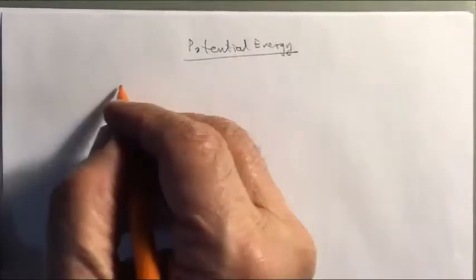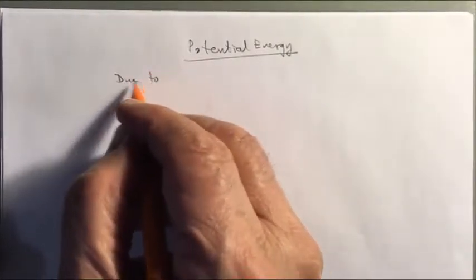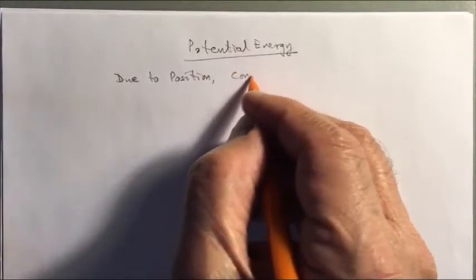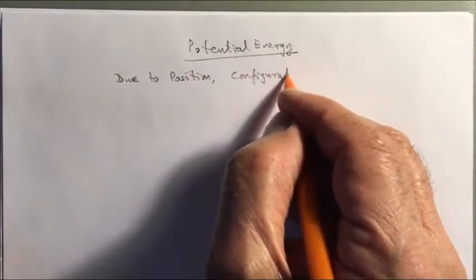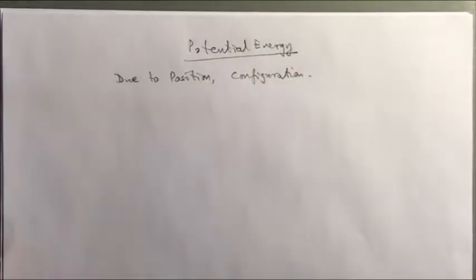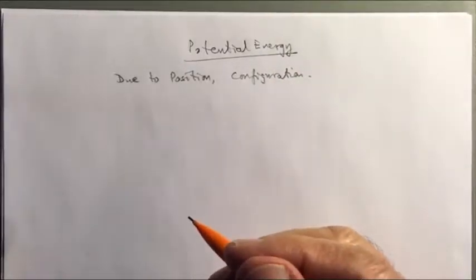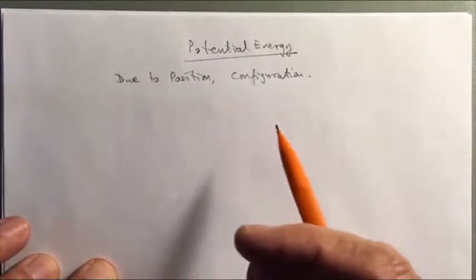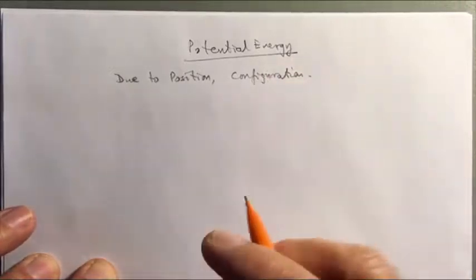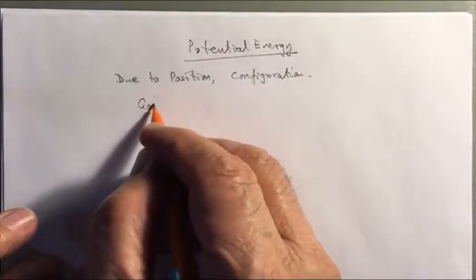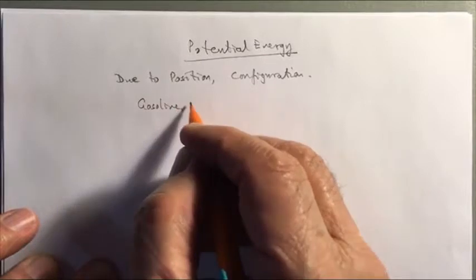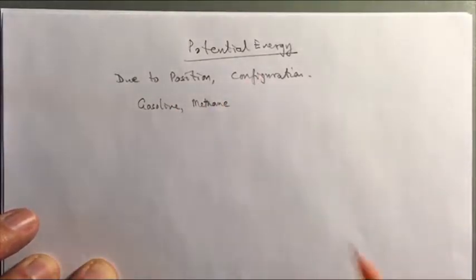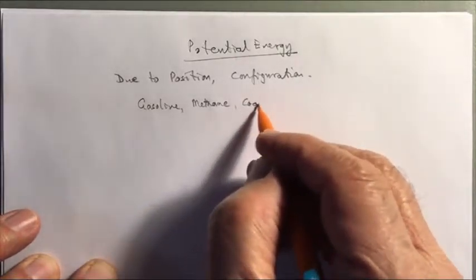And potential energy is due to the position of that object or due to configuration. So we look at a few different cases. For example, if we consider gasoline, which, if it burns, produces a lot of energy. So if you have gasoline or you have methane, which is natural gas, they can burn and give us a lot of energy, also coal.